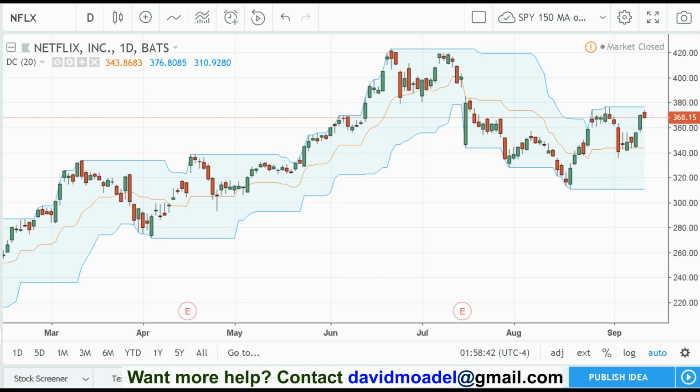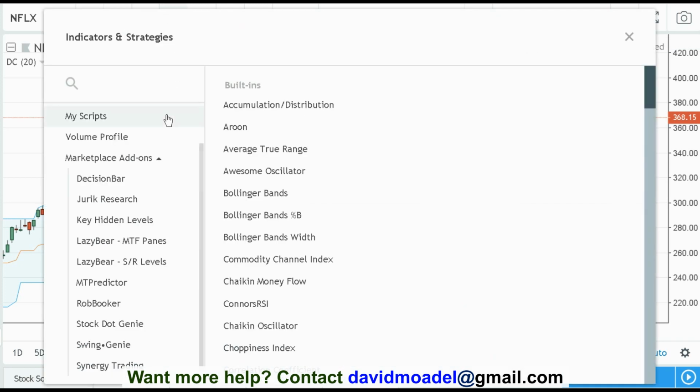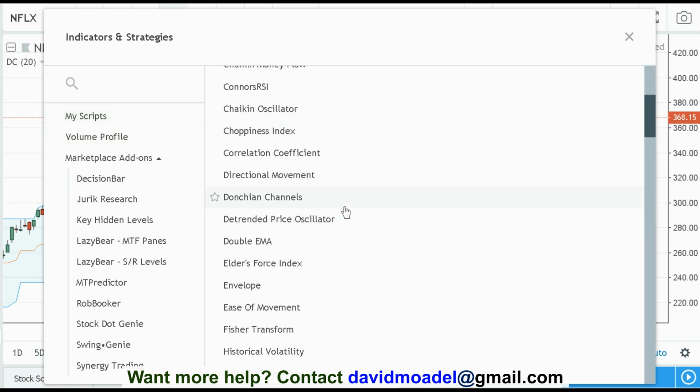Today I'm going to give you an indicator that is similar to Bollinger Bands and Keltner channels, but a little bit different. It is the Donchian channels. And I'm on tradingview.com right now. To get there, you can go to TradingView if you want to, or you can use your own platform. Click on Indicators, go down, and there they are, Donchian channels. And you can put them up.